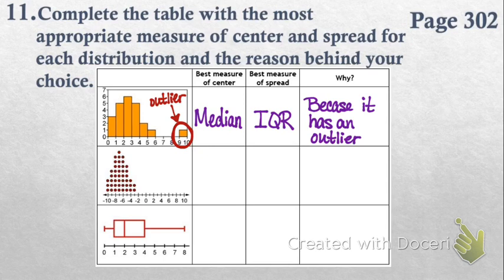What about that dot plot right in the middle? What should we use as our measure of center? Mean. We should use the mean here. So what should we use to measure how spread out it is? Standard deviation.